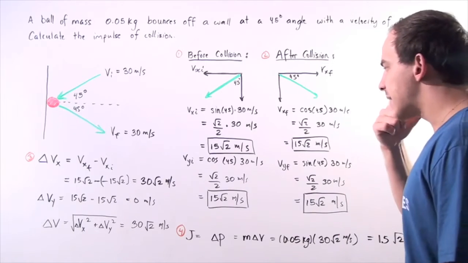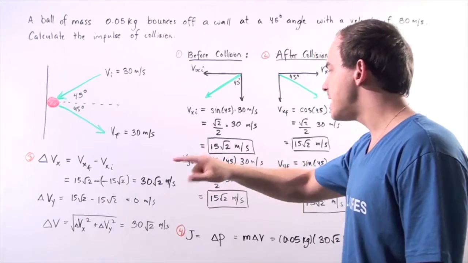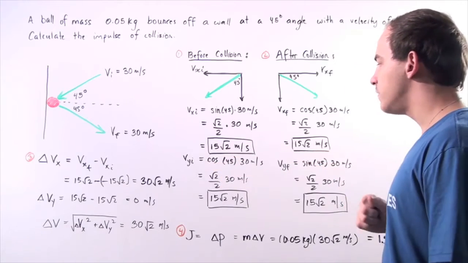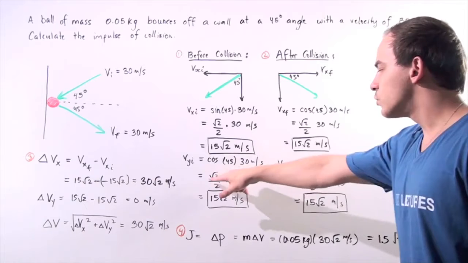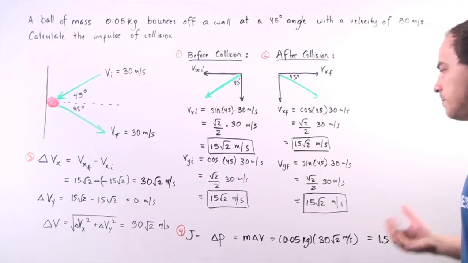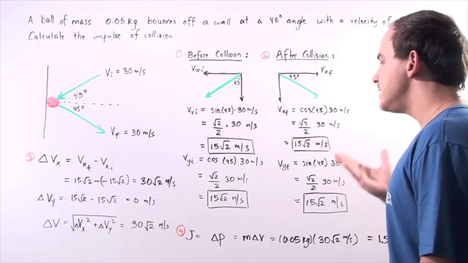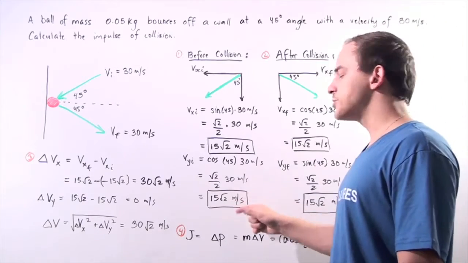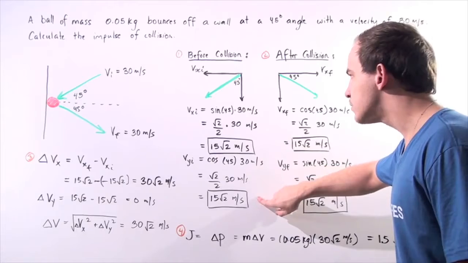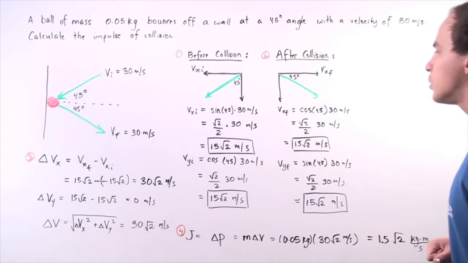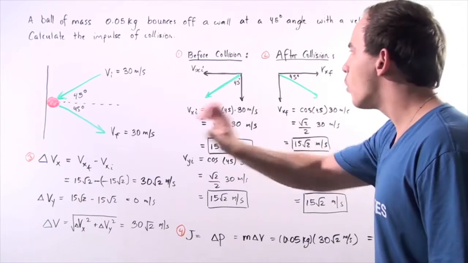The same exact step should be done for the y component, except now we have cosine 45, which is also radical 2 divided by 2. So radical 2 divided by 2 times 30 meters per second gives us 15 times radical 2 meters per second. So notice we have the same exact magnitude for the x and y component vectors for the velocity before collision.